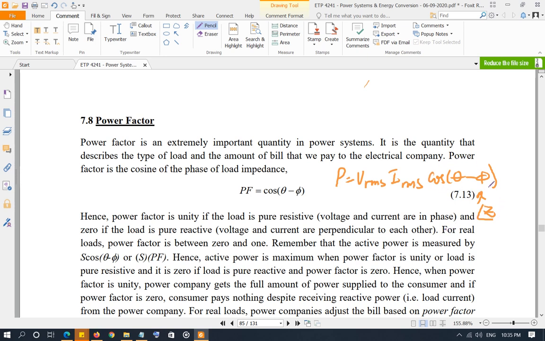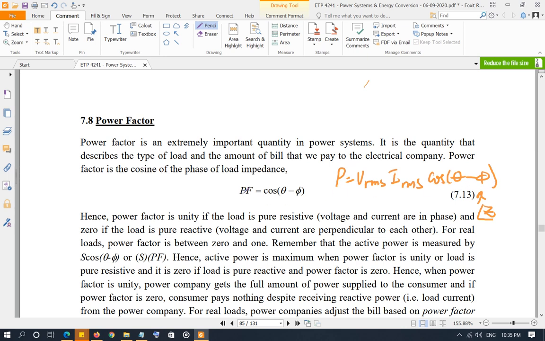So this cosine of theta minus phi plays an extremely important role in power management and the bill that you pay to the power company. Of course, all of you know that the power meter that you have at your home is a watt-hour meter. It calculates how many watts of power you are using every hour. So it is calculating energy, and energy corresponding to the active power or average power.